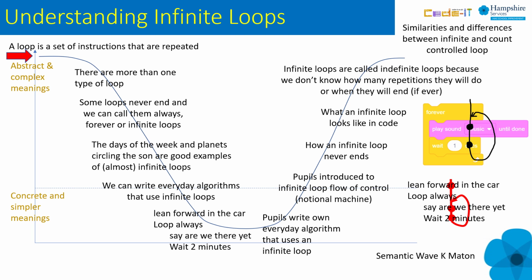Then the curve to the right is when we repack meaning, so we can get back to the larger meaning. Flow of control in an infinite loop, how an infinite loop ends, difference between count controlled and infinite loop. In the rest of the video we're going to unpack these even more.